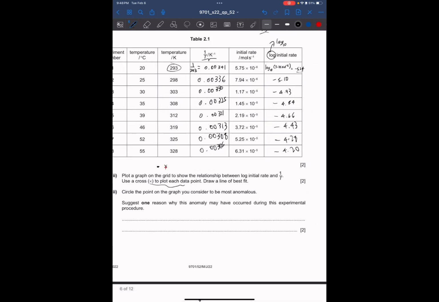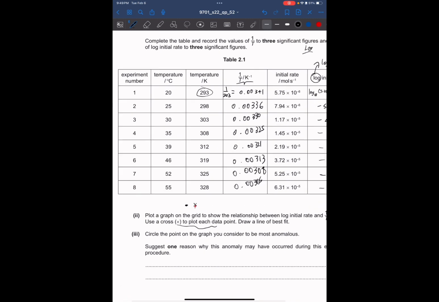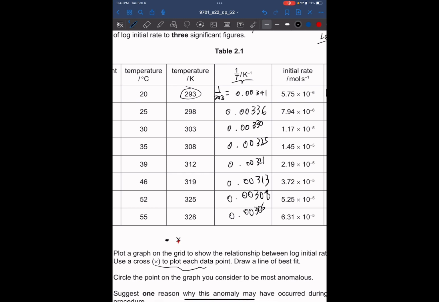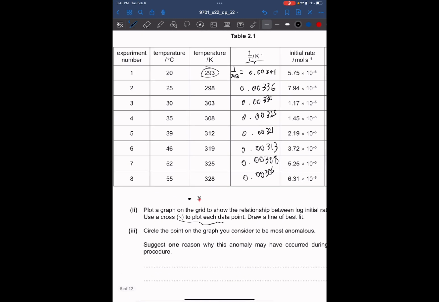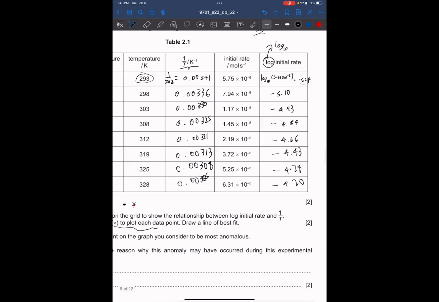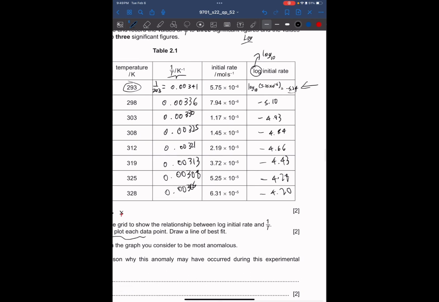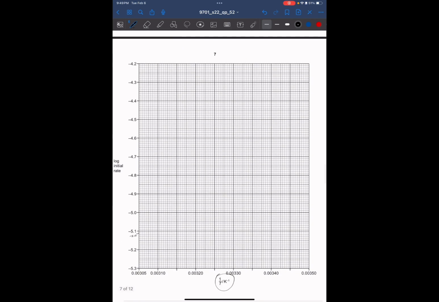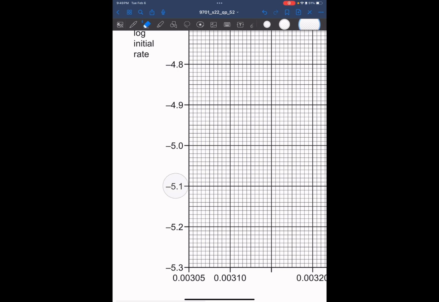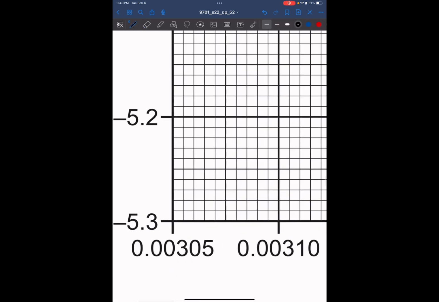Again, I would be very careful with this. The reason is because if you mess up on a point, it could mess up your whole graph and it's going to be very weird. We don't want that. So plot each data point one by one. So we're going to find negative 5.24, which is going to be here.